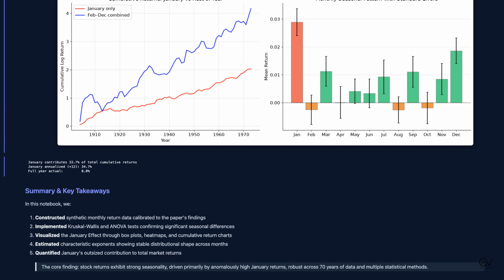This paper launched an entire research program on calendar anomalies that continues to this day. The tax loss selling hypothesis remains the most popular explanation, but the debate is far from settled.